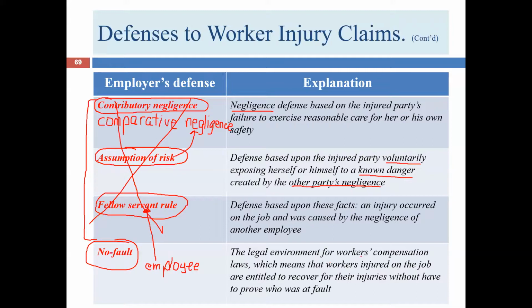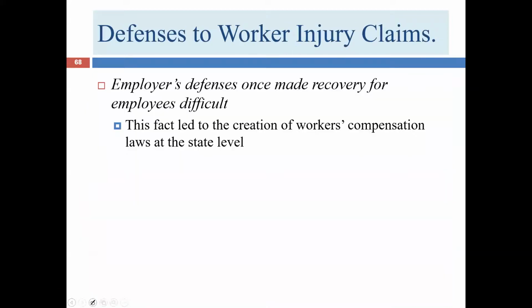This is the legal environment for workers' compensation laws, which mean that workers injured on the job are entitled to recover from their injuries without having to prove who was at fault. Doesn't matter whether it's a fellow servant. Doesn't matter whether the employee himself contributed in some way to the injury. Doesn't matter whether the employee assumed some risk when she came to work that day. So this is the schema that we have. And so you can see how these employers' defenses once made it difficult for employees to recover.